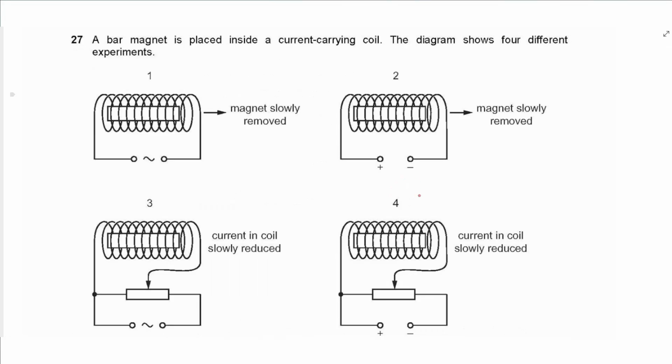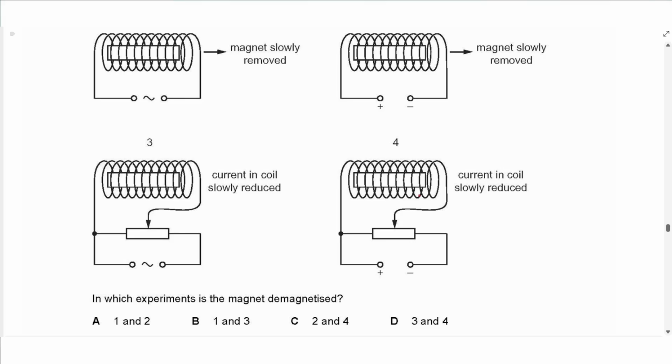Question 27 says a bar magnet is placed inside a current carrying coil. The diagram shows 4 different experiments. 1: we are moving the magnet slowly, removed from an alternating current in a solenoid. 2: we have removing the magnet slowly from a coil containing direct current. 3 has a changing alternating current, but we're not moving the magnet. In 4, we're not moving the magnet and we have a varying direct current. So the question says, in which experiments is the magnet demagnetized?